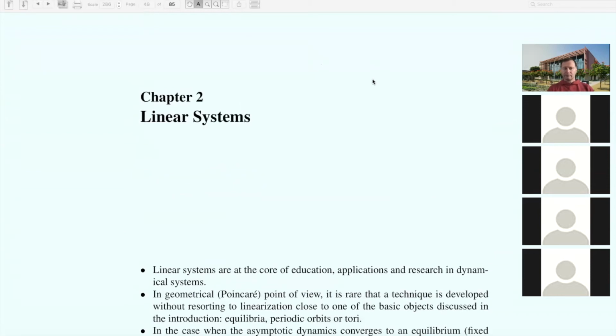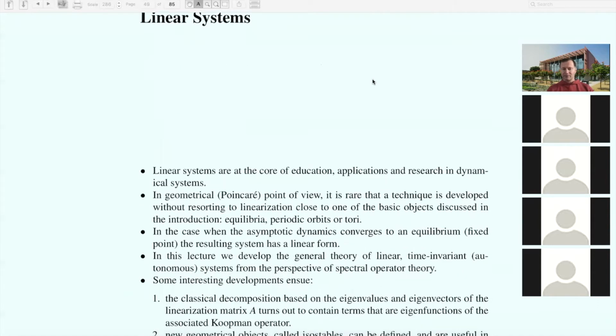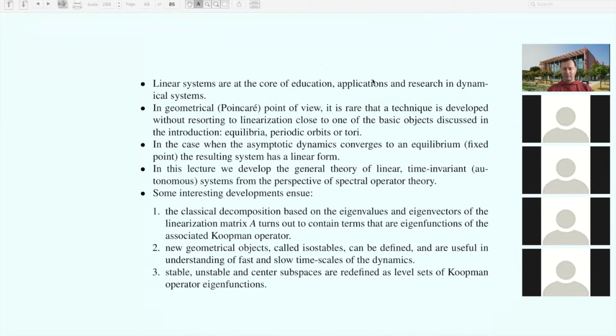And now we're going to continue by studying linear systems. So linear systems certainly are usually the first thing that we learn about when we learn any part of systems theory, be it dynamical systems or control theory, even in partial differential equations. Very often what we start with is linear systems. So this is going to be no different.